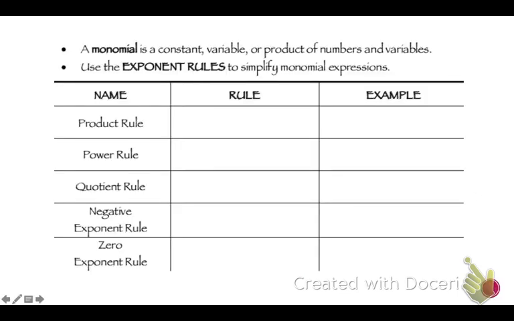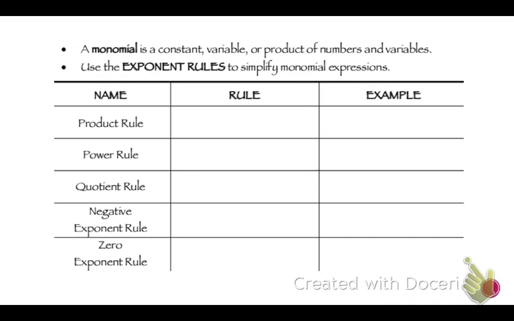Okay? We'll get more into this, but those are polynomials. Now, a monomial. That word is very hard for me. So, a monomial is a constant, variable, or product of numbers and variables. Use the exponent rules to simplify monomials. So, a monomial is just one term. Again, we can break this up. Mono means one, so one term. Okay?